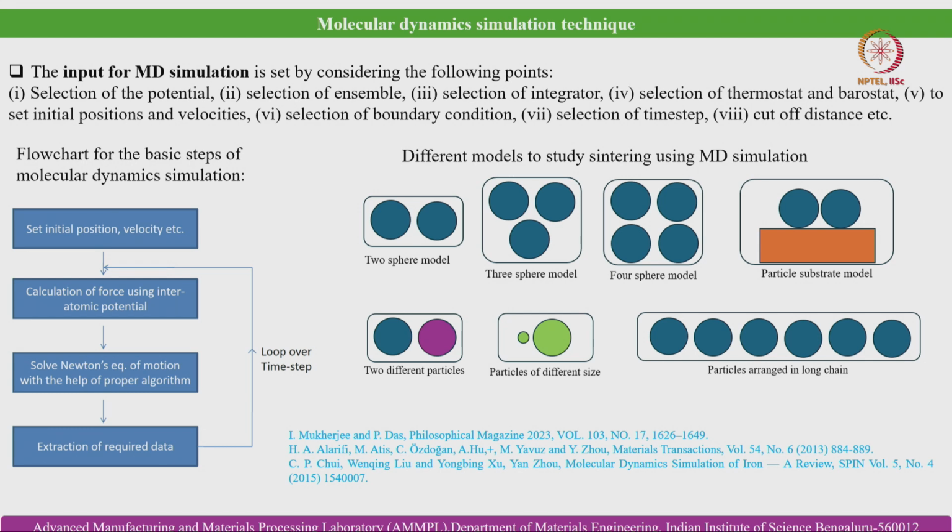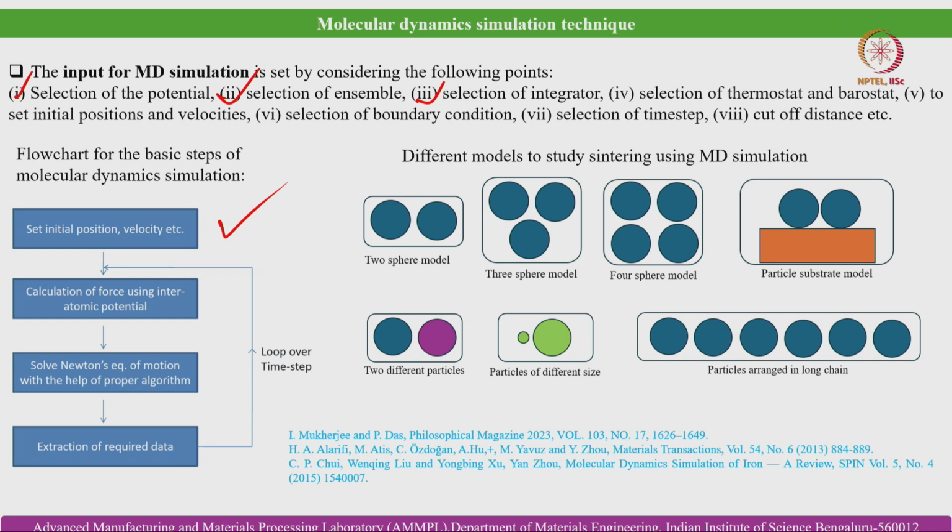The input for an MD simulation is set by the following: selection of the potential, selection of the ensemble, selection of the integrator, selection of thermostat and barostat, setting initial positions and velocities, and also selection of boundary condition, time step and cutoff distance, etc. The flow chart for the basic steps of molecular dynamics simulation is setting initial position and velocity, followed by calculation of force using interatomic potential, and then solving Newton's equation of motion with the help of a proper algorithm.